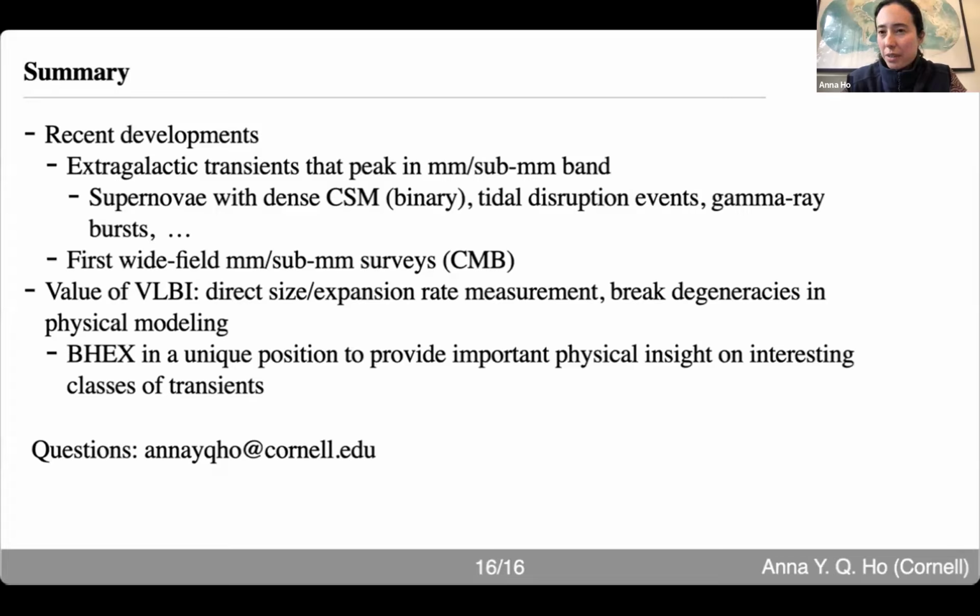I think a direct source size measurement would be extremely useful for a couple of these where, like I said, we don't even know the size, and that is one of the modeling parameters that's degenerate with a whole bunch of other things. So if you could actually resolve it and measure the size, that's the first thing that I would try to do.